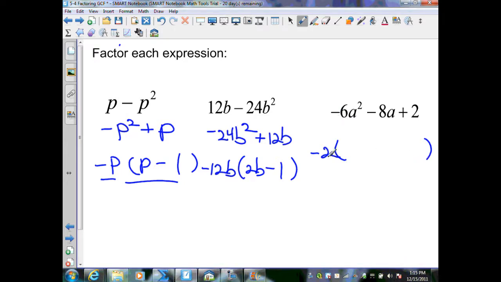Negative divided by a negative is a positive 3a squared. Negative divided by a negative is a positive 4a. Positive divided by a negative is a negative 1. Negative times a positive is a negative 6a squared. Negative times a positive is a negative 8a. Negative times a negative is a positive 2.